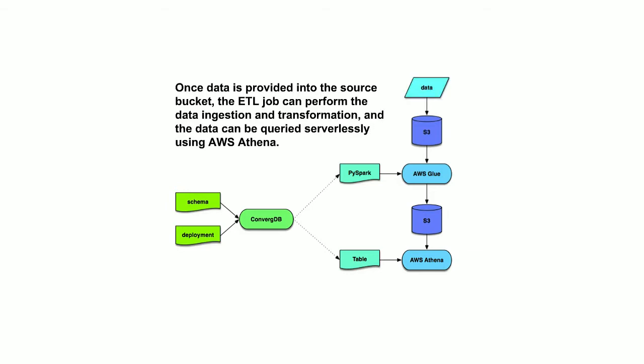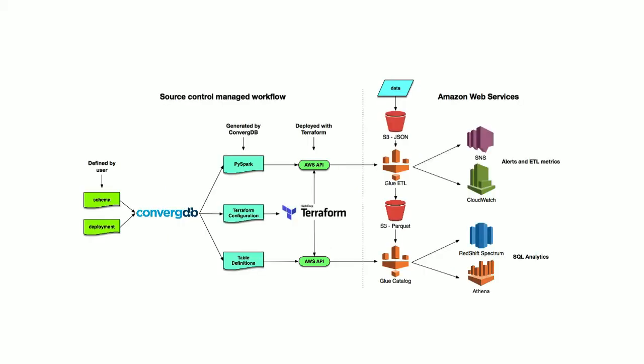Okay, and this last one really just shows the data flowing through. So here is a slightly more detailed diagram that highlights the flow a little bit better and explains some of the sweeteners, the extra features that you'll get from ConvergDB.